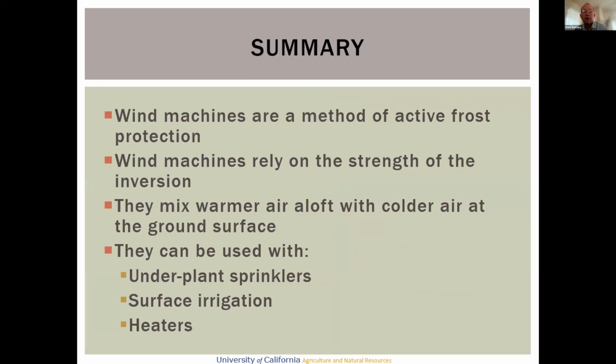So, a summary of wind machines: they are a method of what we call active frost protection, but to work, we really have to have a temperature inversion for them to provide a benefit. They mix the warmer air aloft with the colder air near the ground surface, which is where our crop is. So that's how we get that benefit. But they can be used in conjunction with sprinklers or other irrigation under the plants, and also with different types of heaters.